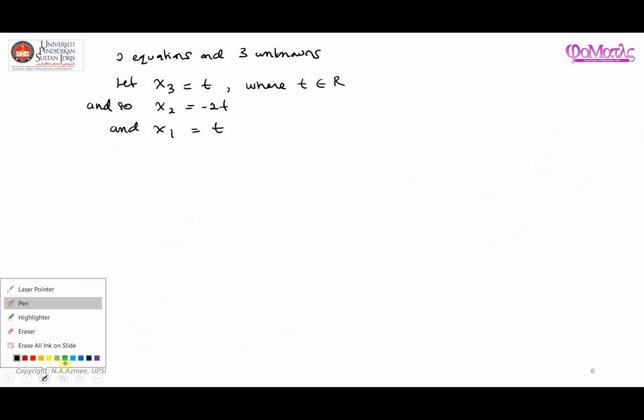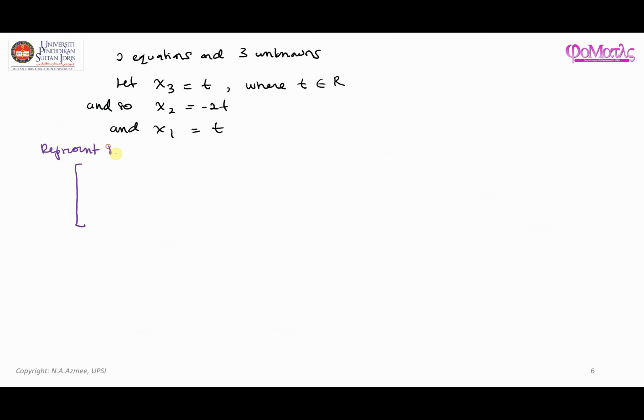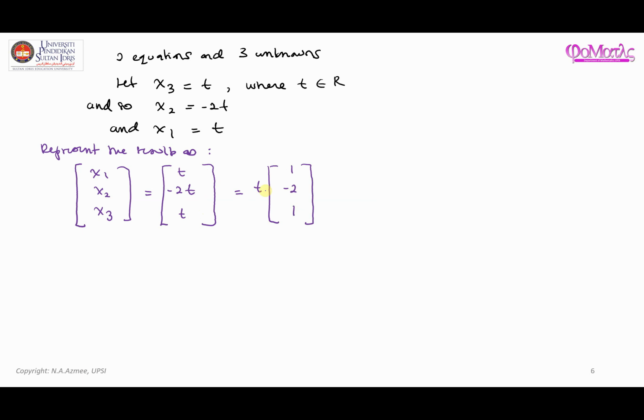Okay, next we can represent the result as such. I'm just going to write down some notes here, represent the results as x1, x2, x3, and the results are t, -2t, and t. And we can represent it in such a way that we only have numbers in the matrix, and we can take out t outside. So here we have t, 1, -2, and 1. Okay, so you can see clearly that t times 1 you get t, t times -2 you get -2t, t times 1 you get t.